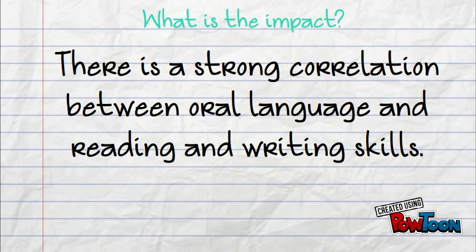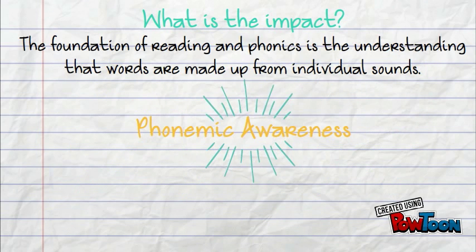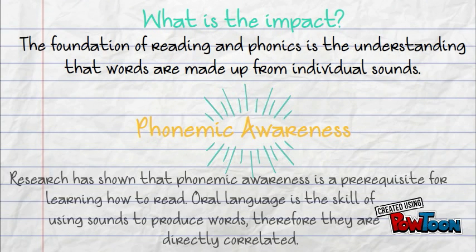What is the impact? There is a strong correlation between oral language and reading and writing skills. The foundation of reading and phonics is the understanding that words are made up from individual sounds. This is called phonemic awareness. Research has shown that phonemic awareness is a prerequisite for learning how to read. Oral language is the skill of using sounds to produce words, therefore they are directly correlated.